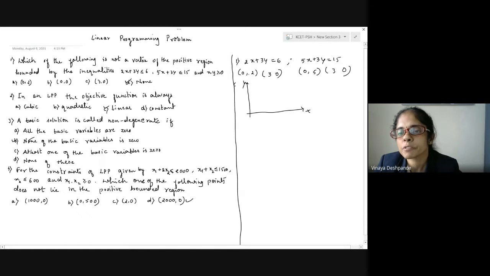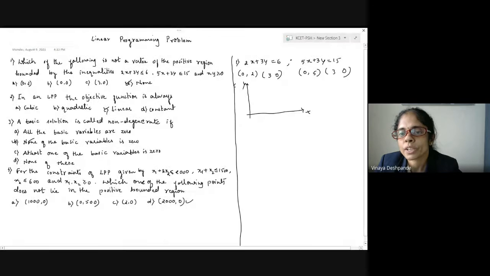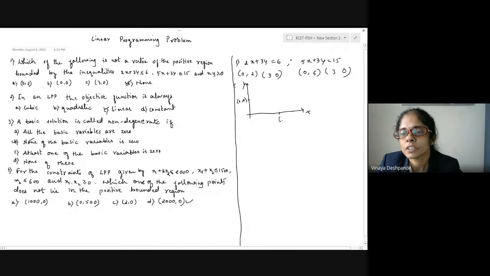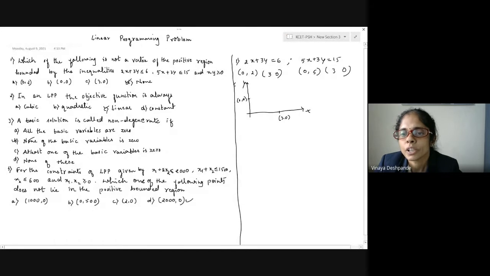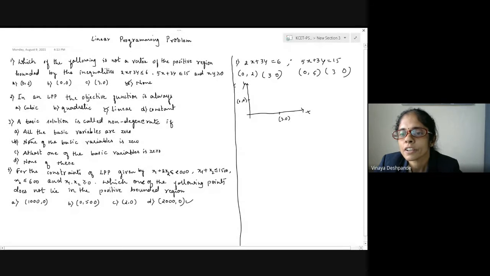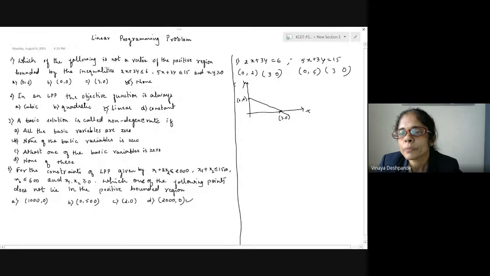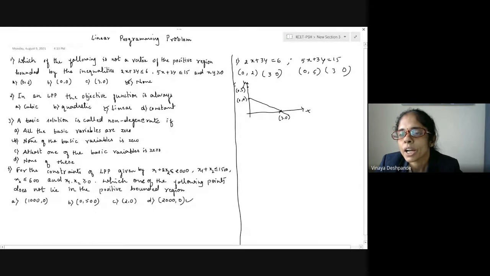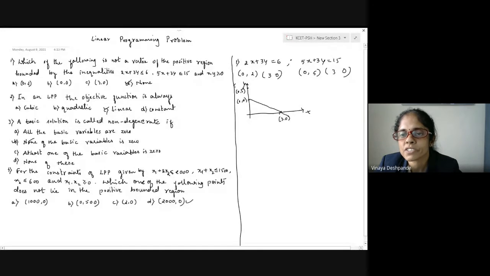So let us mark these points on the graph sheet. I am taking it roughly. x is 0, y is 2. Somewhere here I am marking 0 and 2. x is 3, y is 0. I will mark here x is 3, y is 0. Let me join this line. Then x is 0, y is 5. Somewhere here I will mark. And x is 3, y is 0, the same point.